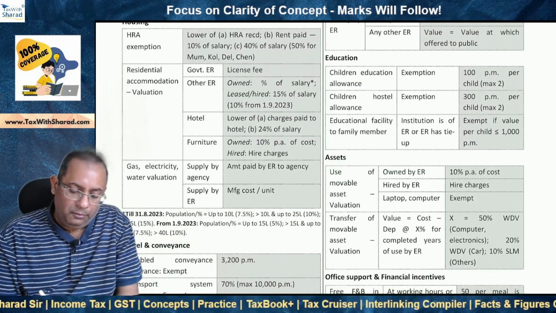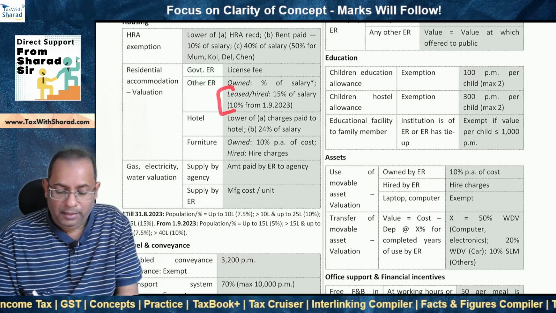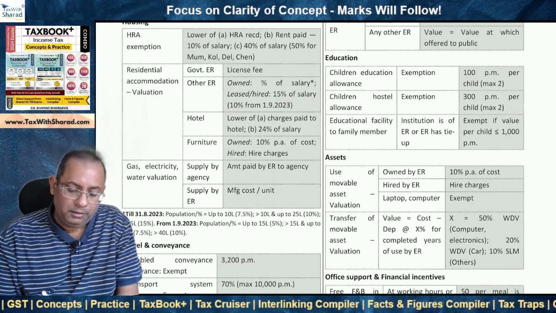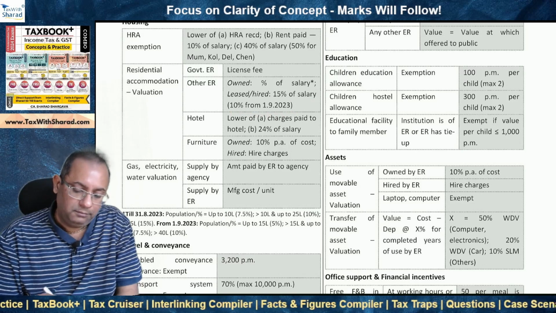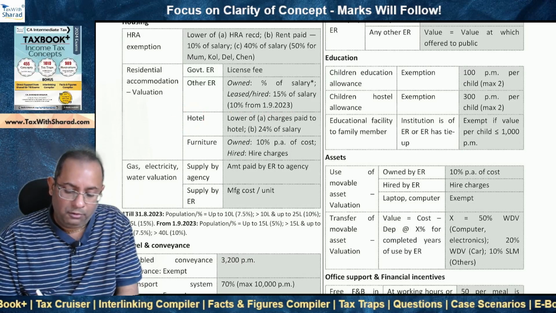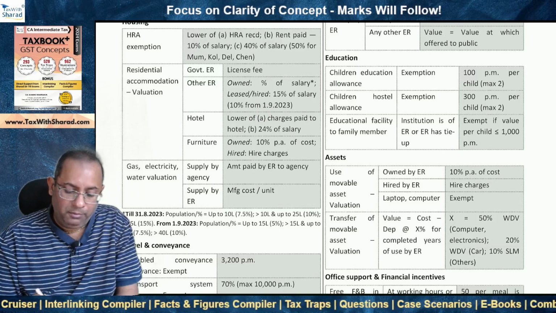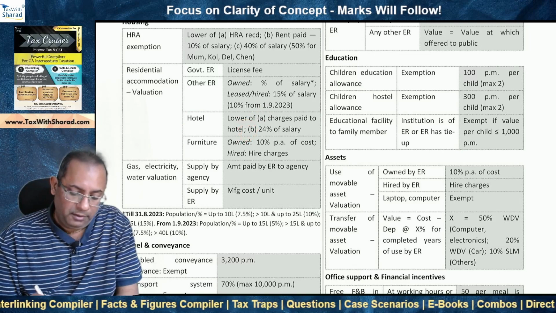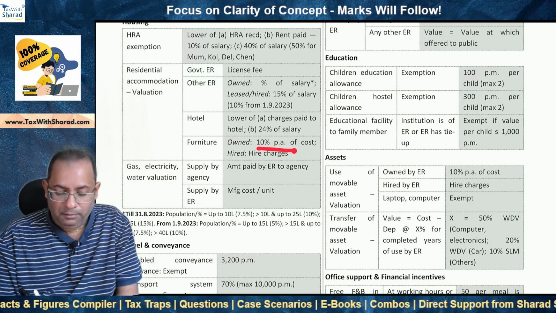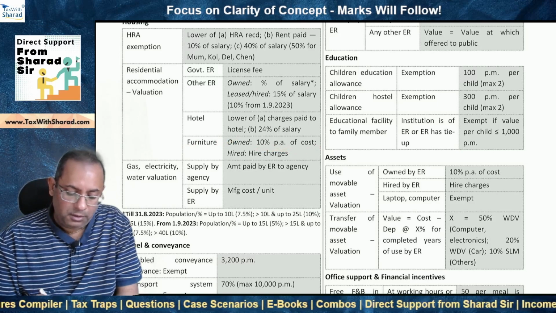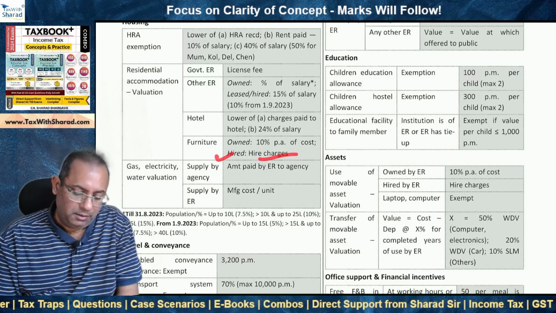Where the accommodation has been leased or hired, the value is 15% of salary. This is reduced to 10% from 1st September 2023. In case of a hotel, the value is the lower of charges paid to the hotel by the employer or 24% of salary. If furniture is also provided, if it is owned by the employer, then you add 10% per annum of the cost. If it is hired, then you add the higher charges.